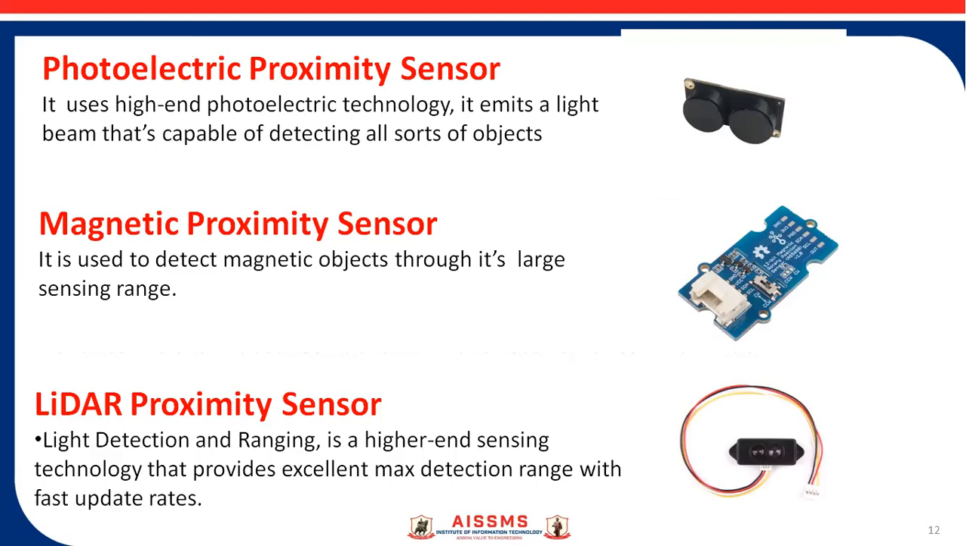The photoelectric proximity sensor uses high-end photoelectric technology. It emits a light beam that's capable of detecting all sorts of objects. Magnetic proximity sensor is used to detect magnetic objects through its large sensing range. It consists of a glass and a metal blade allowing for quick magnetizing. Though it merely senses magnets, it's still great for its low cost, long range, and small dimensions.